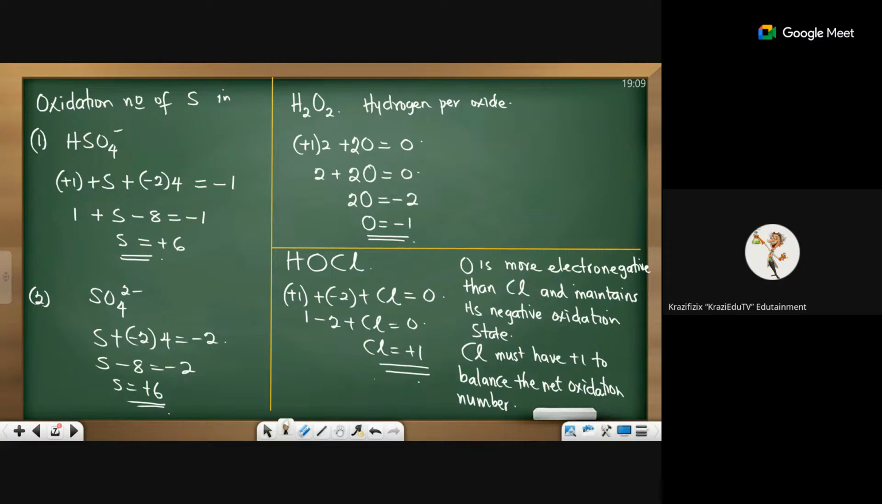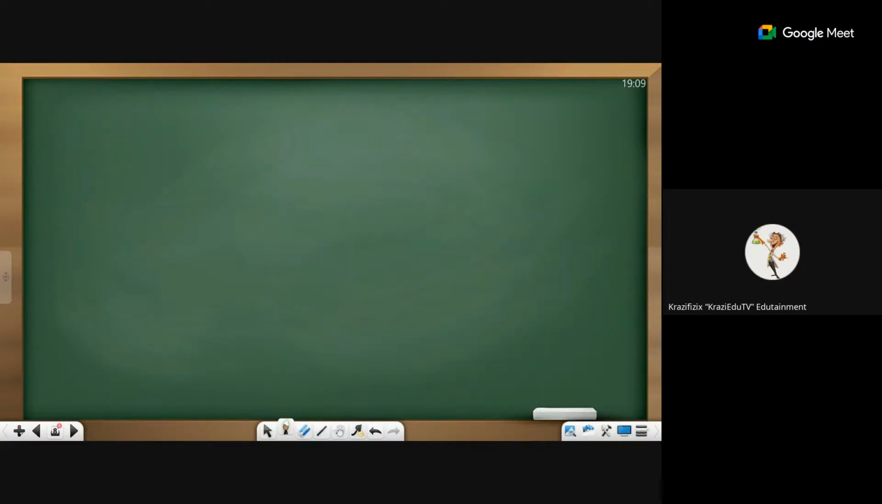But a few more. What about water? H2O. This one is simple. Hydrogen would maintain its +1, but multiplied by what? 2 plus oxygen. Oxygen will be what? -2. So they're fine. With H2O, oxidation number of hydrogen is +1. Oxygen is -2. No problem there.